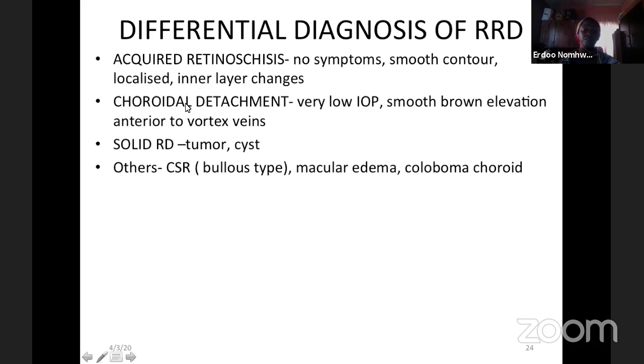And if the patient has a choroidal detachment, they may come in with a history of sudden painless loss of vision, but then their IOP will be very, very low. They may still have floaters, and then if you do your binocular indirect ophthalmoscopy, you actually see a smooth brown elevation anterior to the vortex vein. For solid retinal detachment, when they come in with a history, your history is actually more streamlined to the cause of the retinal detachment, the choroidal tumor, and then probably a cyst too.